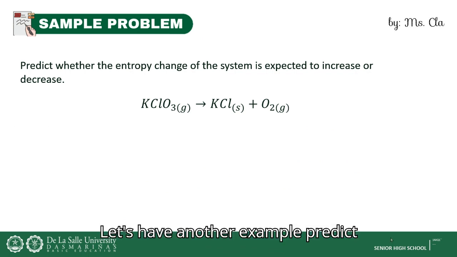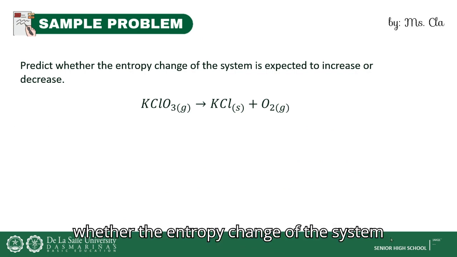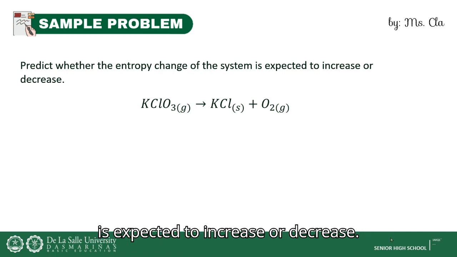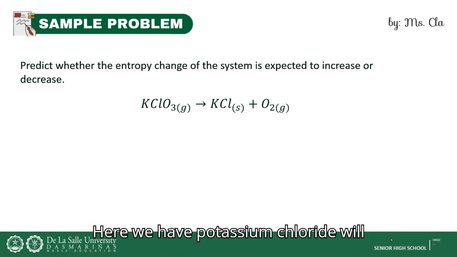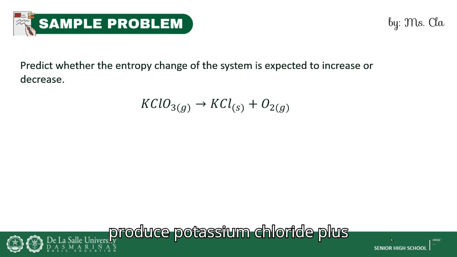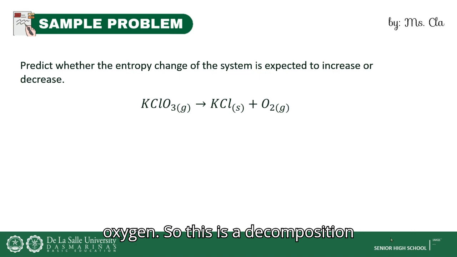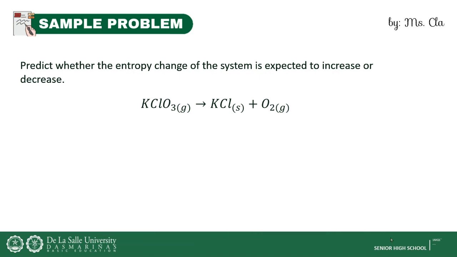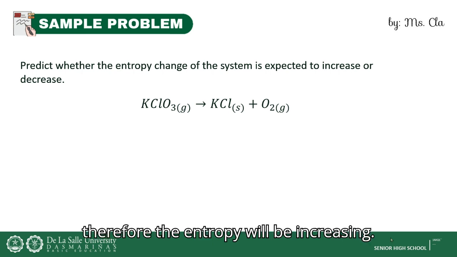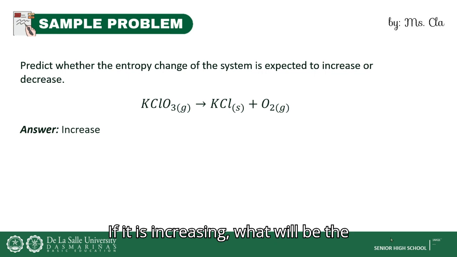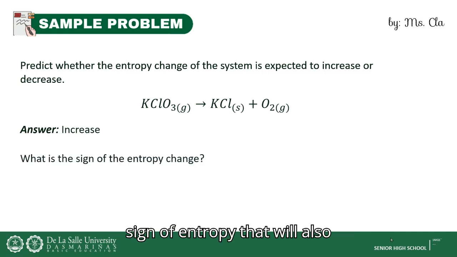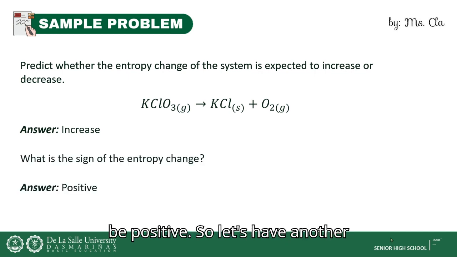Let's have another example. Predict whether the entropy change of the system is expected to increase or decrease. Here, we have potassium chlorate that will produce potassium chloride plus oxygen. So this is a decomposition reaction. If it is decomposing, therefore the entropy will be increasing. If it is increasing, what will be the sign of entropy? That will also be positive.